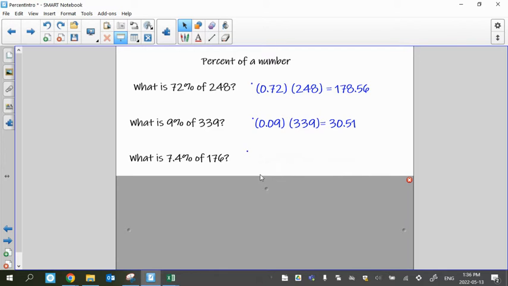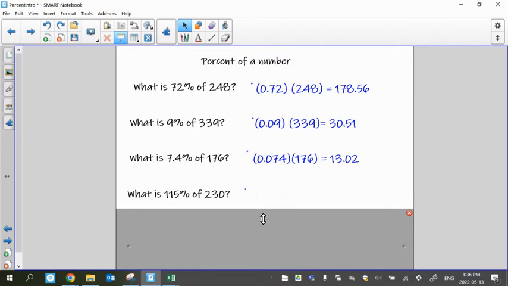This one is the same idea, except that we have a decimal point in between. So in this case, we do the same process. We write 7.4% as a decimal, and then we multiply by 176. So there it is. 0.074 times 176 is 13.02.